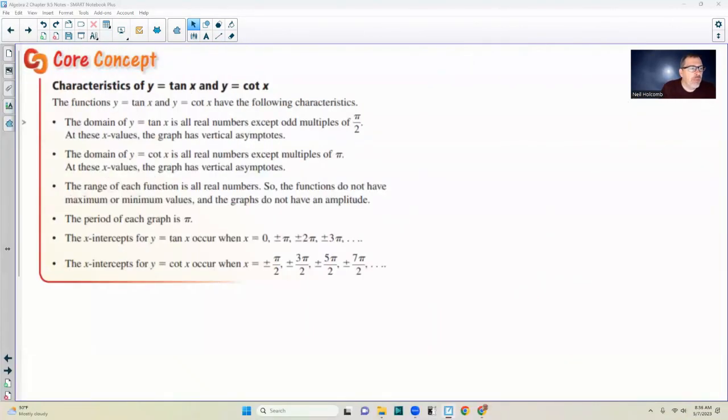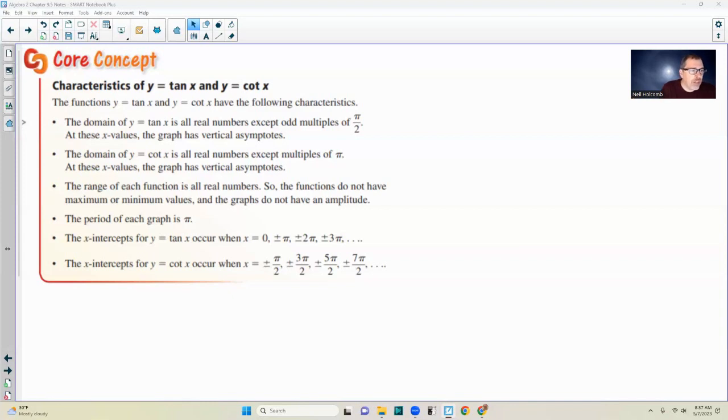Okay, so we have a core concept first. Characteristics of y equals tan x and y equals cotan x. The functions y equals tangent x and y equals cotangent x have the following characteristics. The domain of y equals tan x is all real numbers except odd multiples of pi over 2. So pi over 2, 3 pi over 2, 5 pi over 2, 7 pi over 2, positive and negative. There are vertical asymptotes, so there's no value there. At these x values, the graph has vertical asymptotes, as I just said.